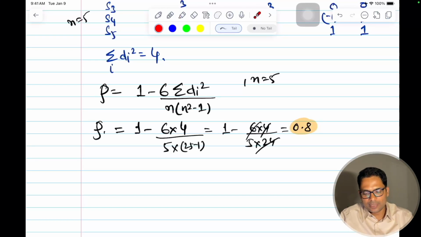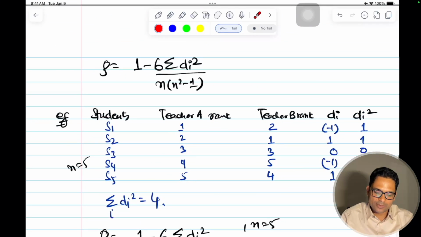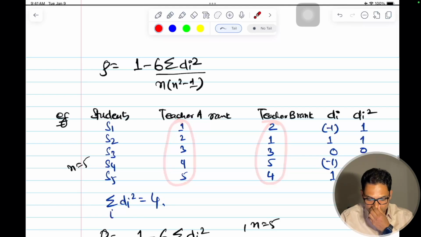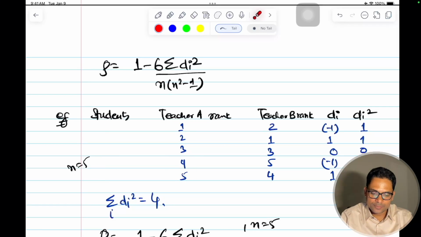So this shows that there is a strong correlation between the rankings of the 2 teachers for the 5 students. But using Pearson, we cannot compute this because these are not raw numbers.